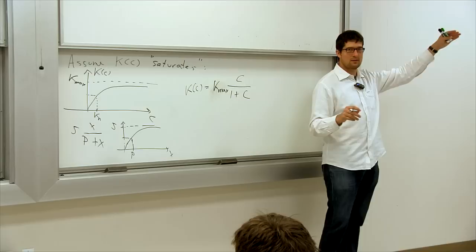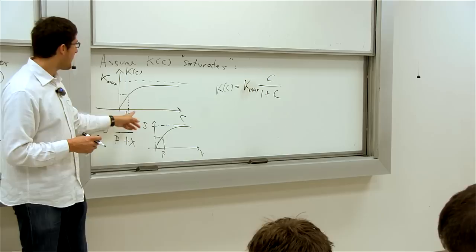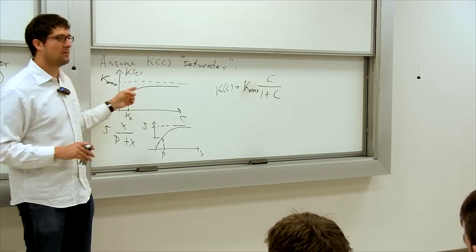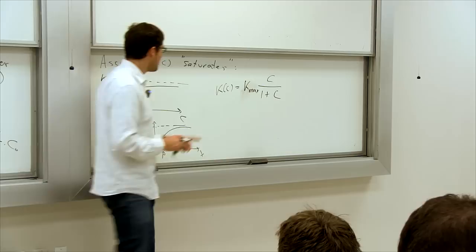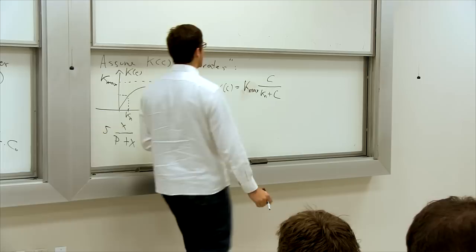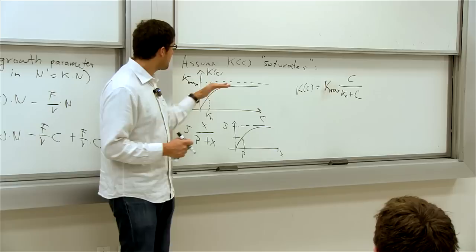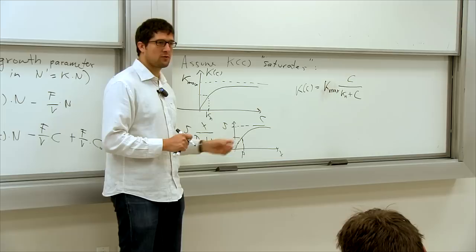So now it saturates at Kmax. But we want to control the speed at which it saturates in such a way that when C is equal to Kn, the value of the function is halfway the maximum. So, C over Kn plus C. Exactly, that's right. Great, so there you go. This is a function that has two parameters. The first parameter controls the saturation value. And the second parameter, Kn, controls how fast you converge towards that saturation value.